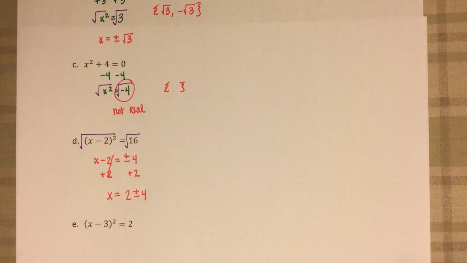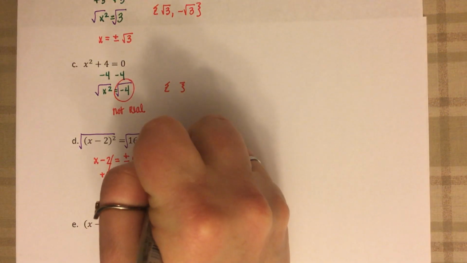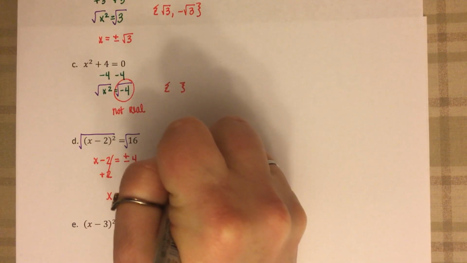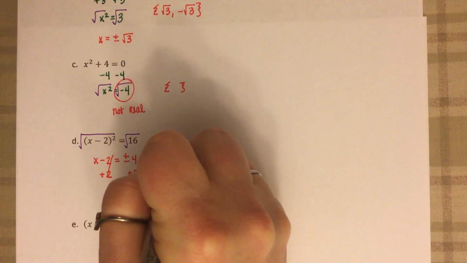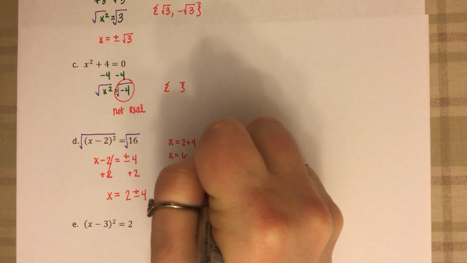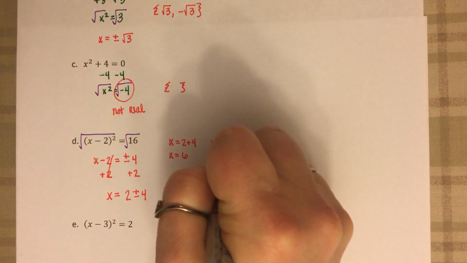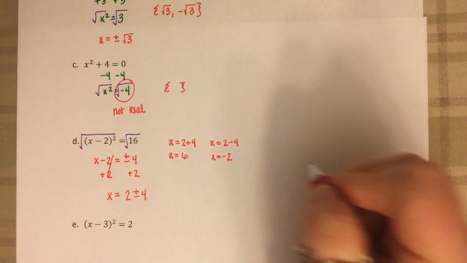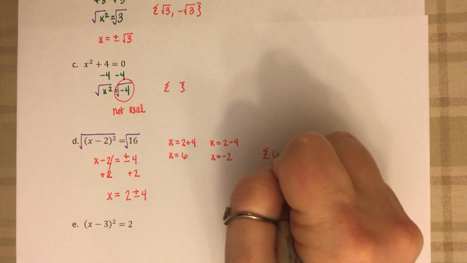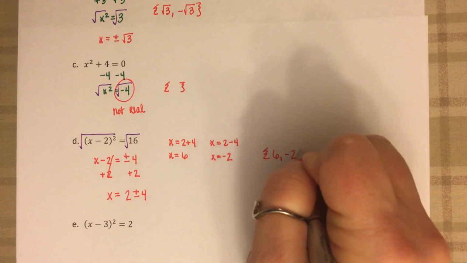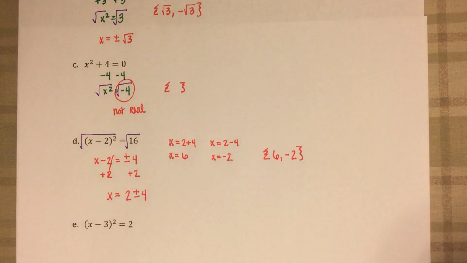Right, since these are all nice integers, we want to go ahead and combine these and write these as 2 nice separate answers for our final solution set. So if x equals 2 plus 4, right, 2 plus 4 gives us 6. And if x equals 2 minus 4, well, 2 minus 4 is negative 2. So our solution set for this problem is 6, comma, negative 2.